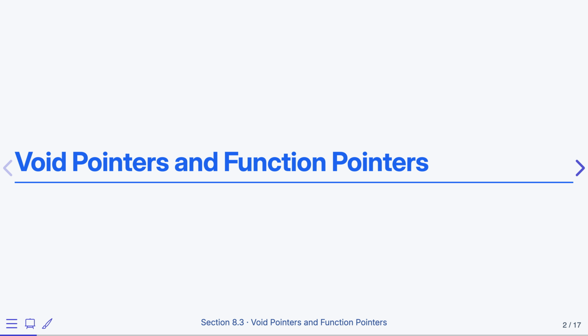In this video, you will meet 2 tools that let you write code for any type. Void star, a generic pointer, and function pointers, which let you pass behavior as an argument.